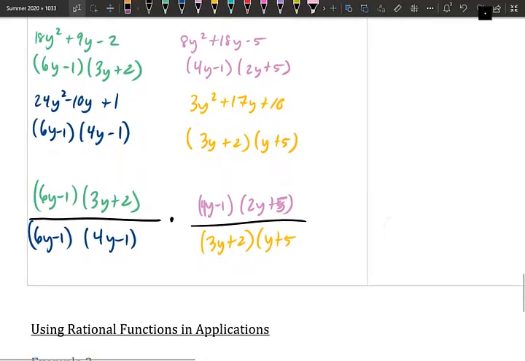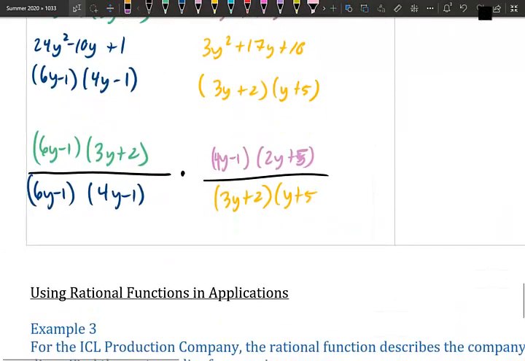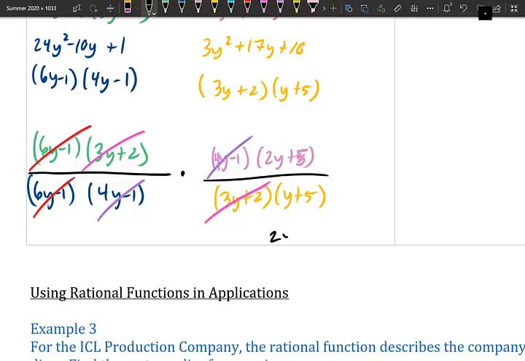Alright, let's cancel top and bottom. So top and bottom, we can cancel out 6y minus 1, 6y minus 1. Can we cancel anything more out? Nope, not top and bottom. So let's talk about diagonal. Diagonal, we have 3y plus 2, 3y plus 2, and we also have 4y minus 1, 4y minus 1. So all we are left with is 2y plus 5 over y plus 5.